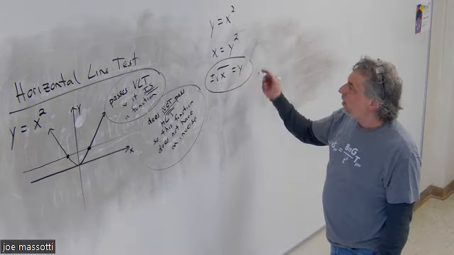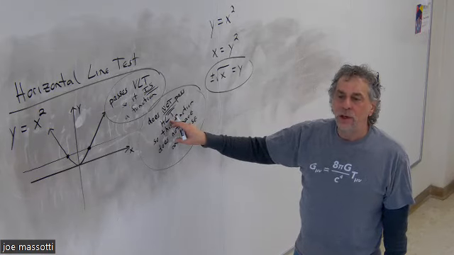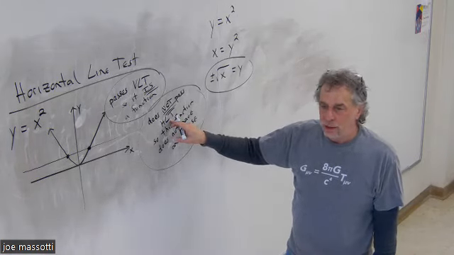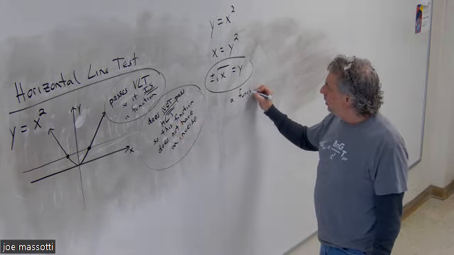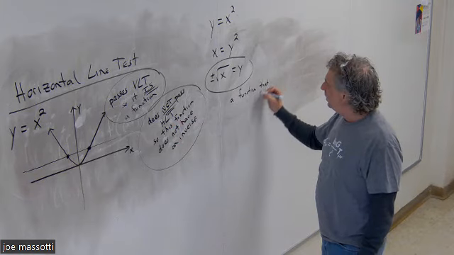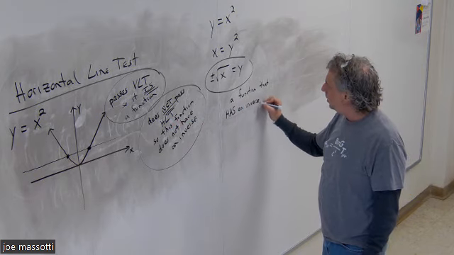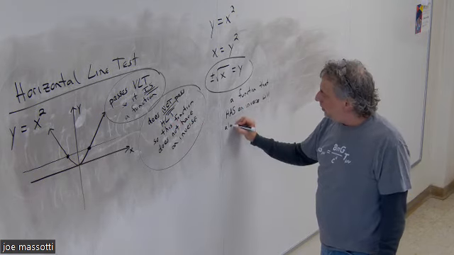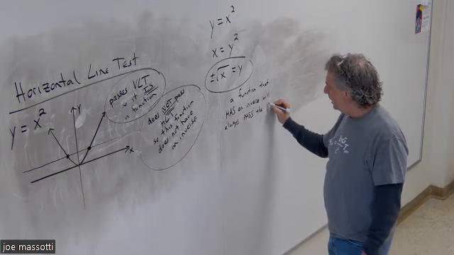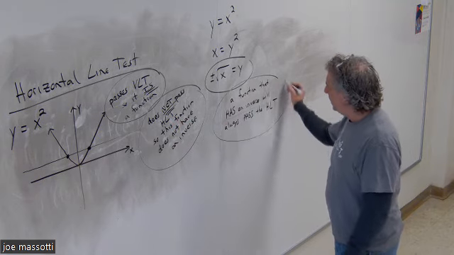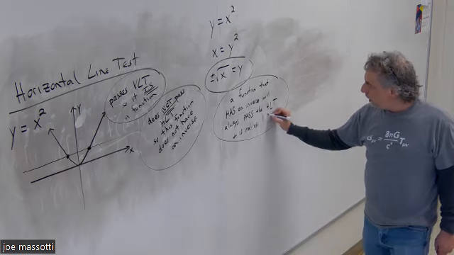Not a function. So the horizontal line test tells us whether a function is one-to-one. We're going to introduce a new term here called one-to-one: functions that have inverses. So a function that has an inverse will pass the vertical line test, and will always pass the horizontal line test. And that function is called one-to-one.